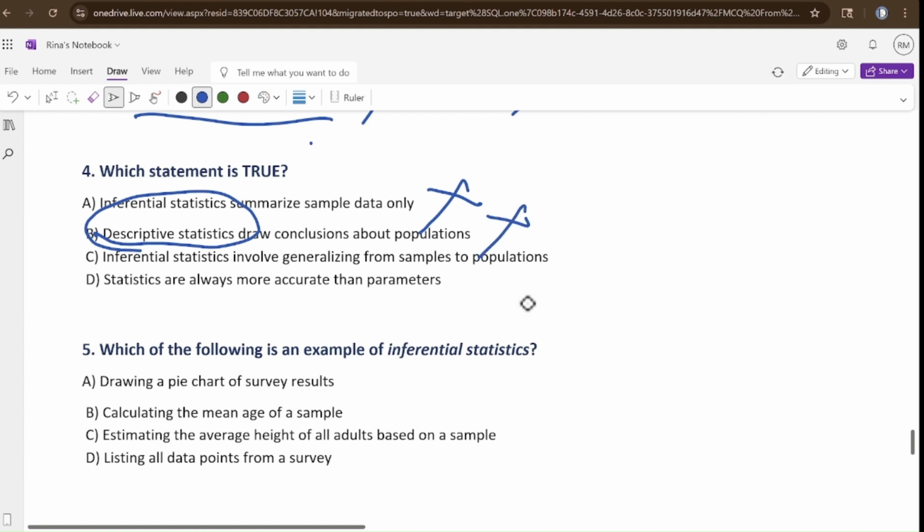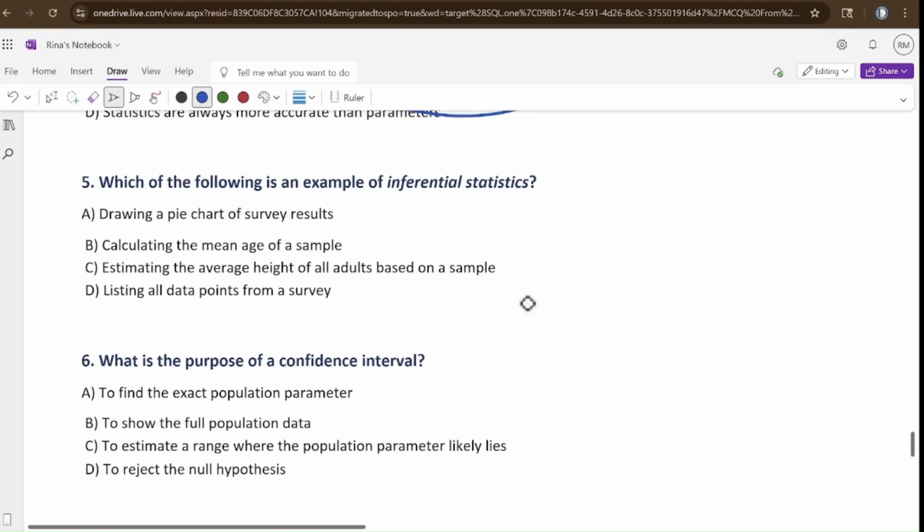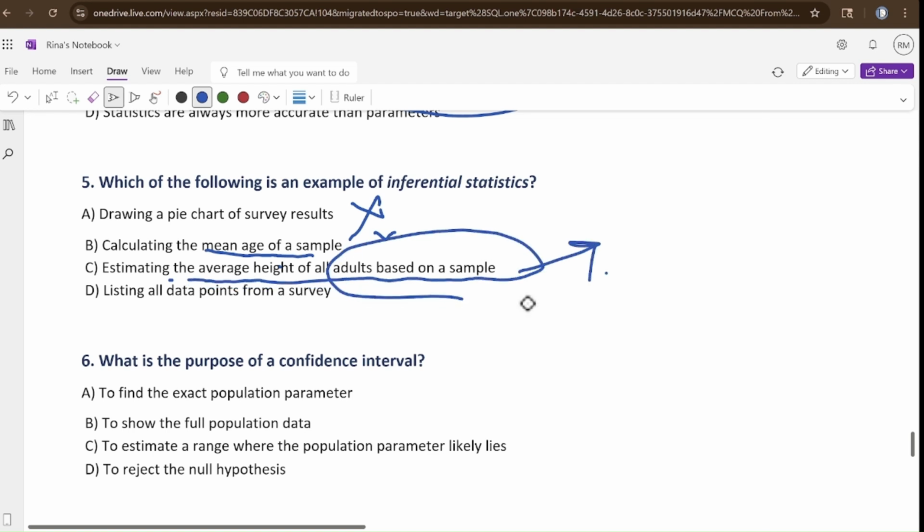that complete data. Inferential statistics involve generalizing from samples to population. Exactly. From inferential statistics only we can generalize from sample to population. Okay. Which of the following is an example of inferential statistic? Drawing a pie chart, descriptive. Calculating the mean age of a sample, that is an example. But estimating the average height of all adults based on a sample, this is the complete inferential statistics.